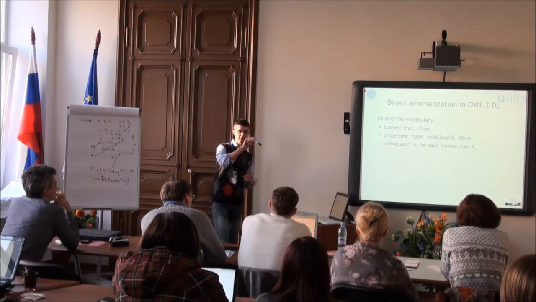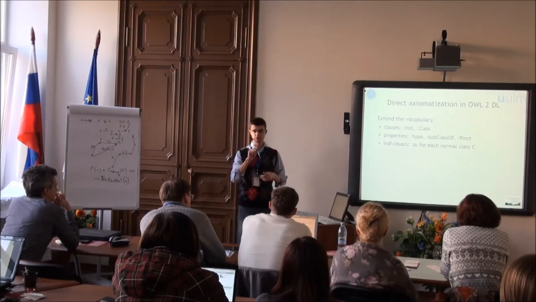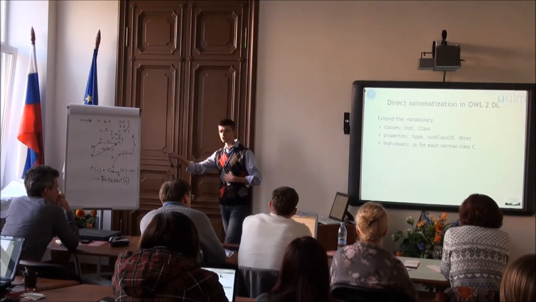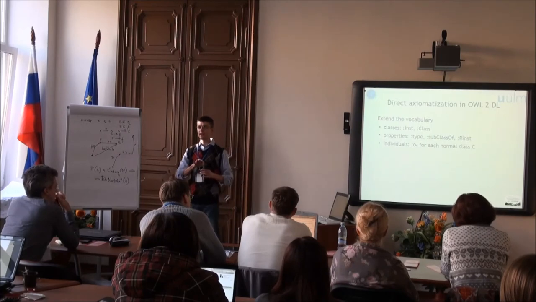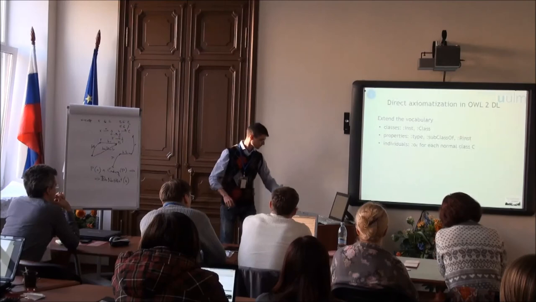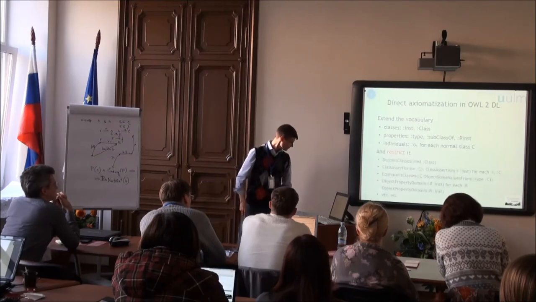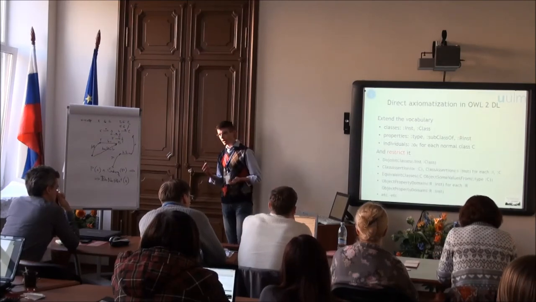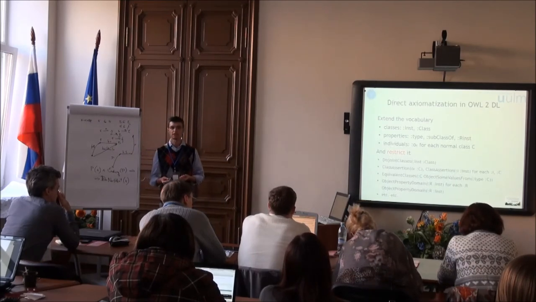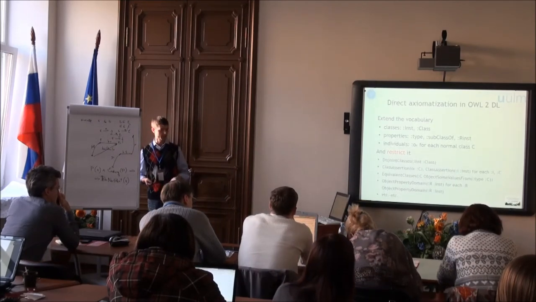So using this extra vocabulary, you can actually say that, okay, these classes are meta classes, should be treated differently. This relationship is a meta relationship, should be treated differently. And you describe how they should behave, not using any rules, not using any semantic changes. You describe it explicitly using axioms. So, again, I don't have space and time here to explain the full axiomatization. I'm just giving you an intuition how that works.